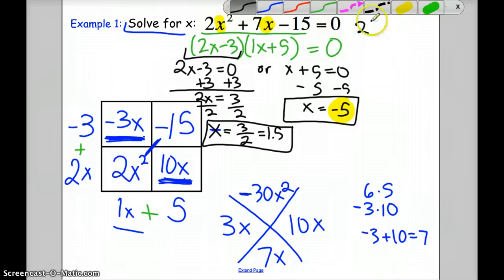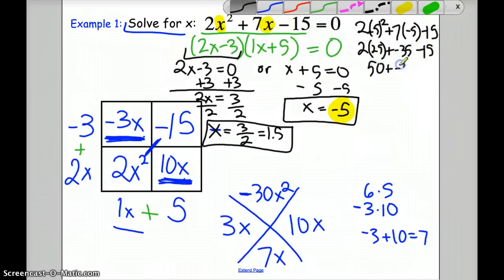But if I plug it in, 2 times negative 5 squared plus 7 times negative 5 minus 15, I should get 0. So I can just check my answer, 50 plus negative 35 minus 15. It looks like I do, in fact, get 0. And I could do the same thing with 1.5. I could plug it in for my x's and check that the answer works.